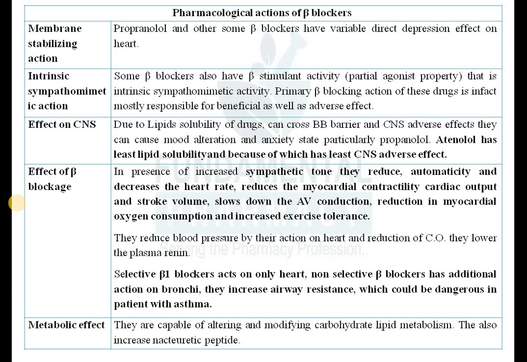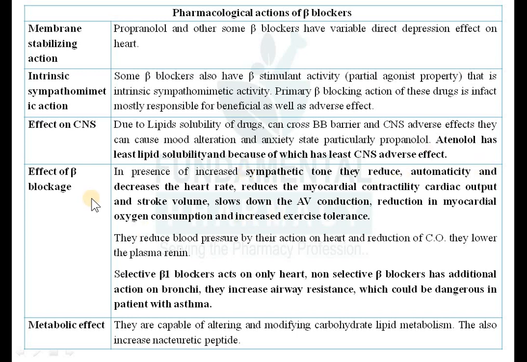In biopharmaceutics, you must have studied the biopharmaceutical classification of drugs. So drugs having high permeability, high solubility, drugs having low solubility, high permeability: class 1, class 2, class 3, class 4. Propranolol is a class 1 drug, high solubility plus high permeability. Because of high solubility, this propranolol has a CNS adverse effect as well as first pass effect. Atenolol has less lipid solubility and because of which it has less CNS adverse effect.